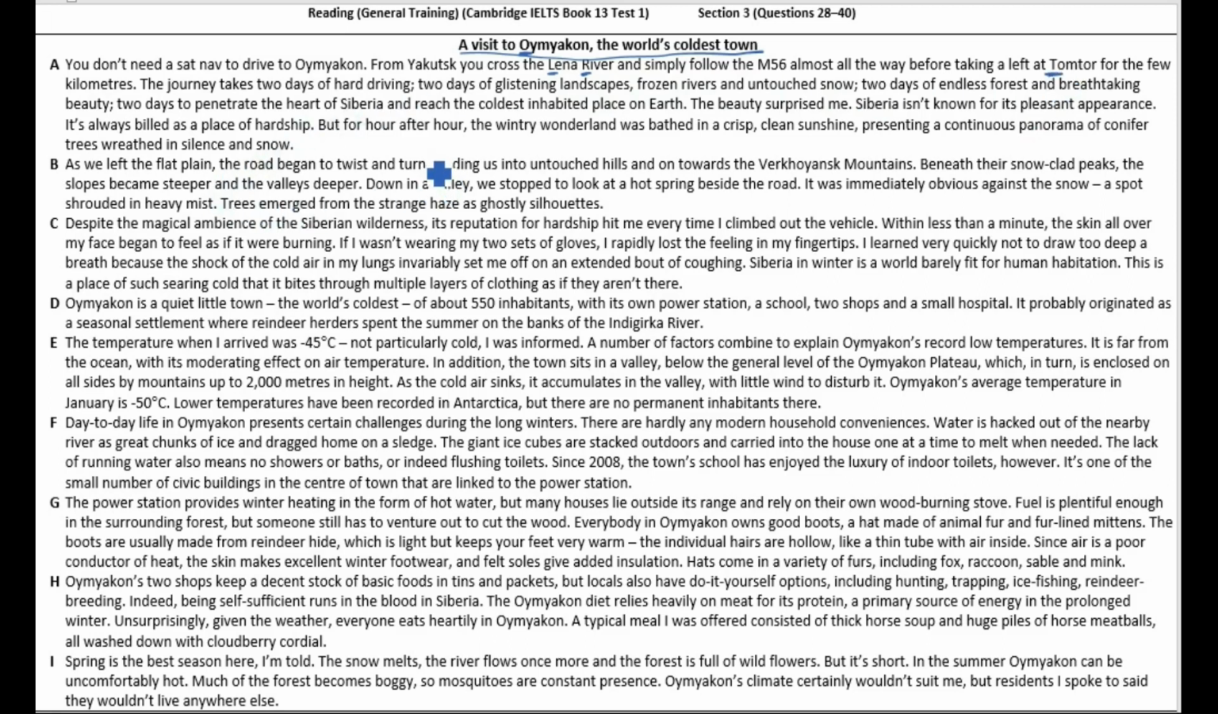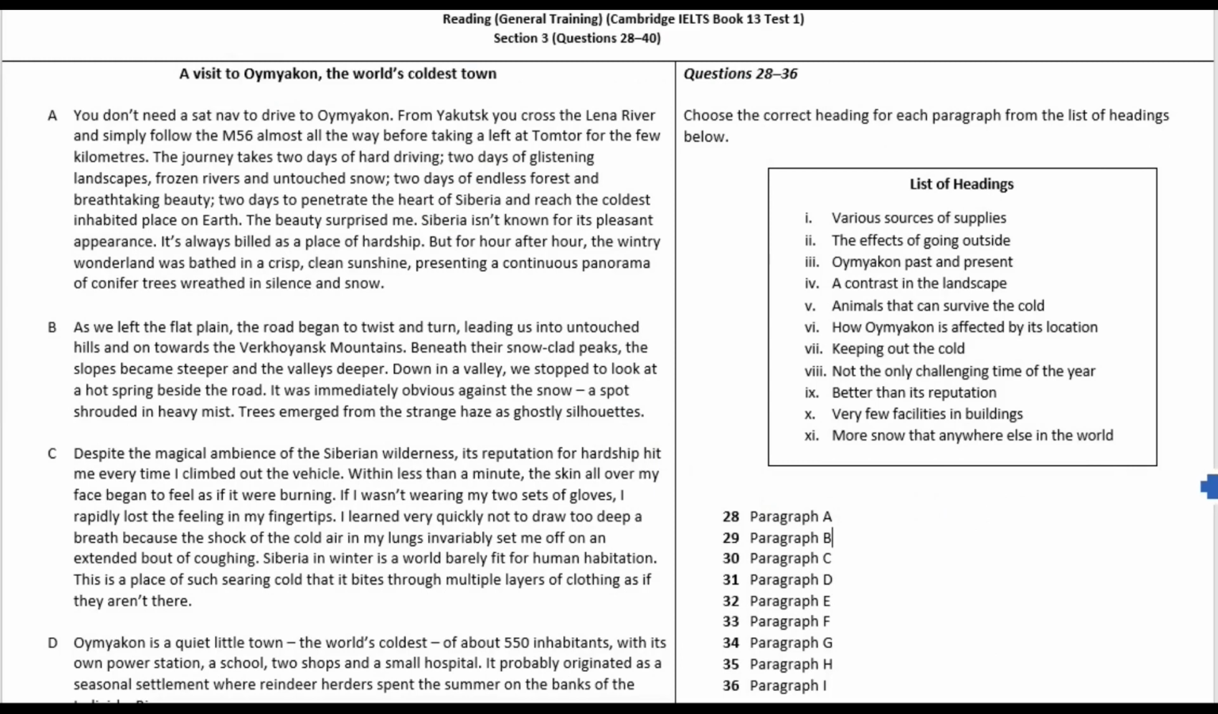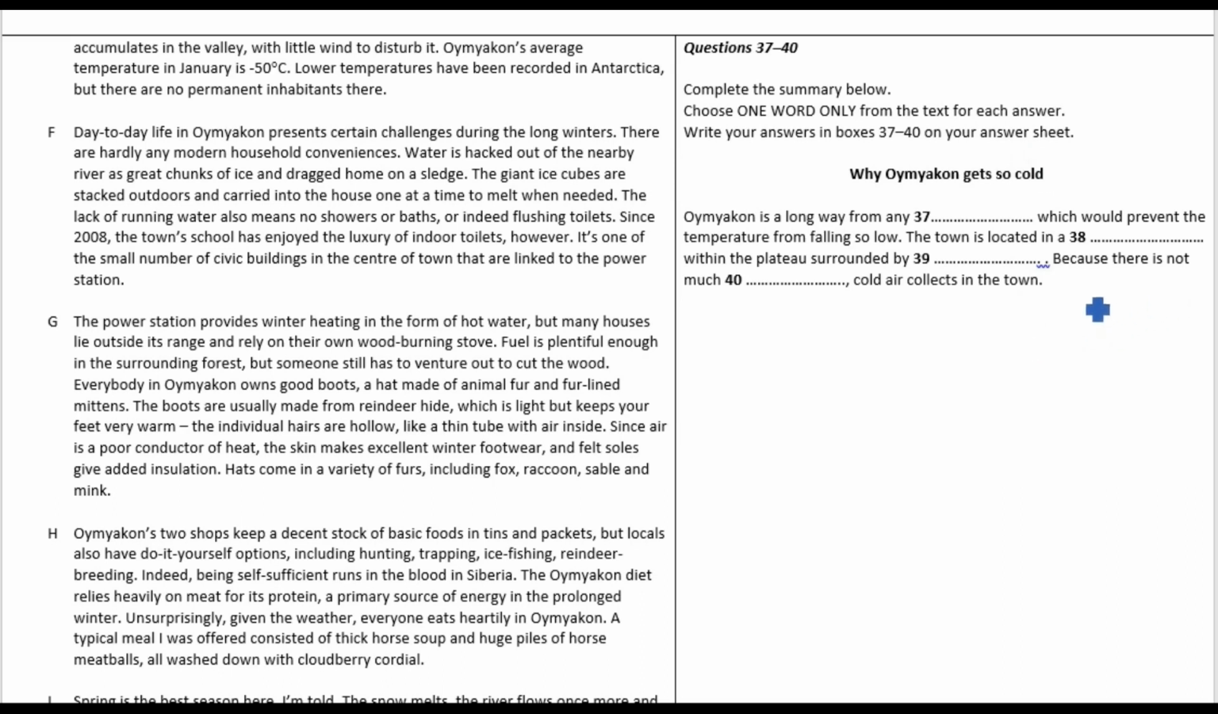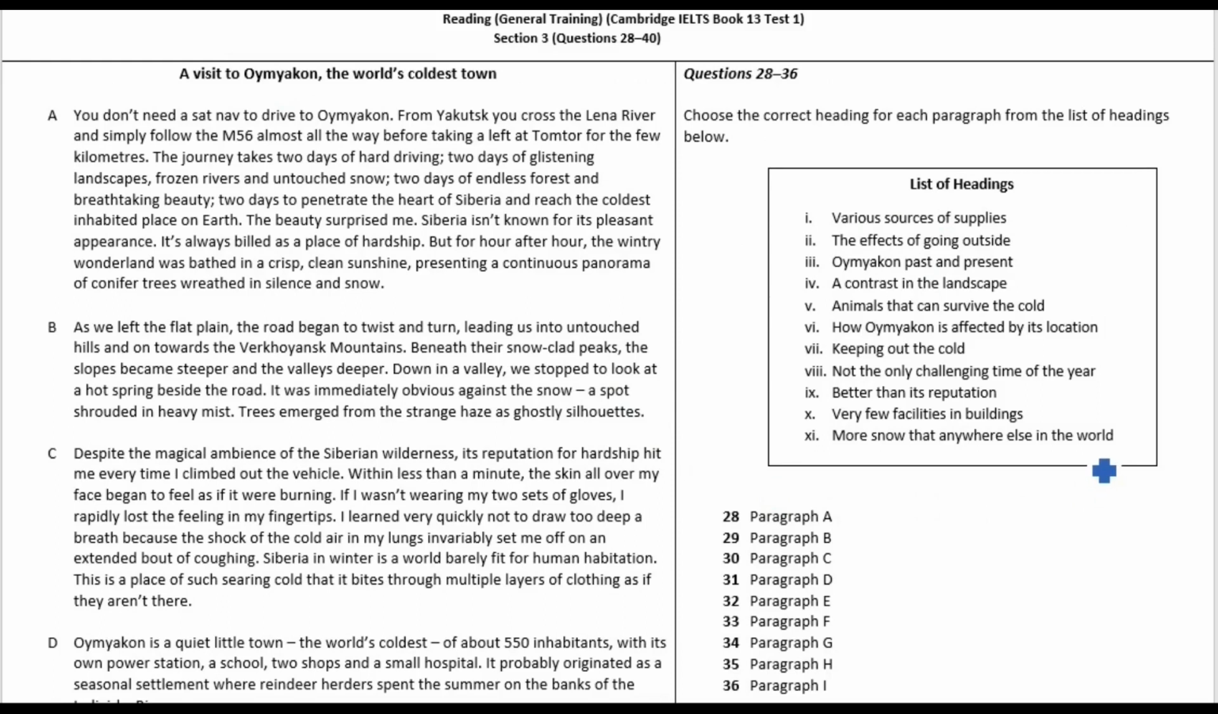What I do next is just look at the question types. I won't read any of the questions. I'll just look at the question types. One question type I have is list of headings. And another question type that I have is complete the information or fill in the blanks. So where list of headings is concerned, just by looking at it, I know that I'd have to go through most of the paragraphs more or less thoroughly to be able to find the headings properly.